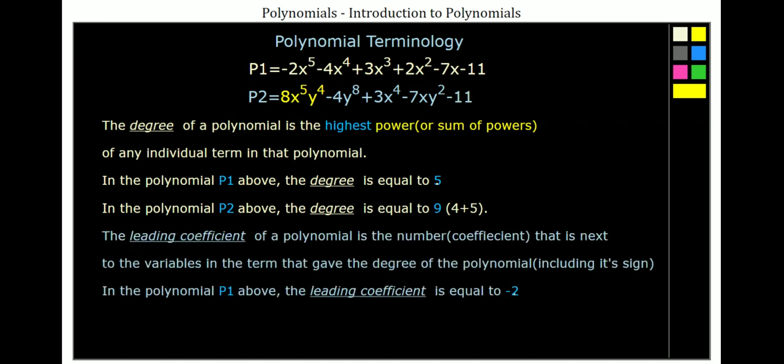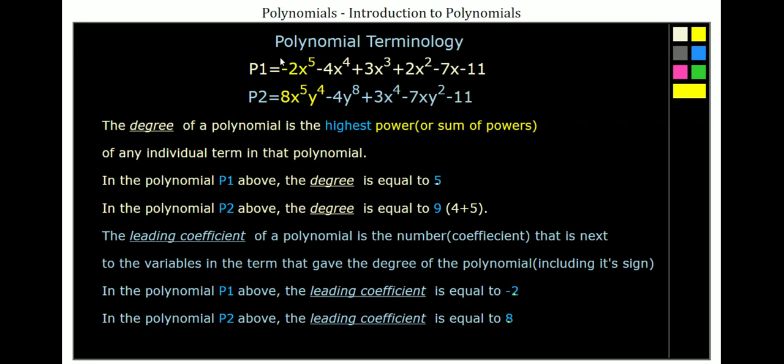The next term we have to learn about is the leading coefficient. That's just the number that's next to the variable in the term that gives the degree. In P1, the degree was 5, so this number right here, that minus 2, is the leading coefficient. And in P2, the 8 was right next to that x to the 5th y to the 4th, because that 4 plus 5 gave us the 9. So the 8 is the leading coefficient of those polynomials.